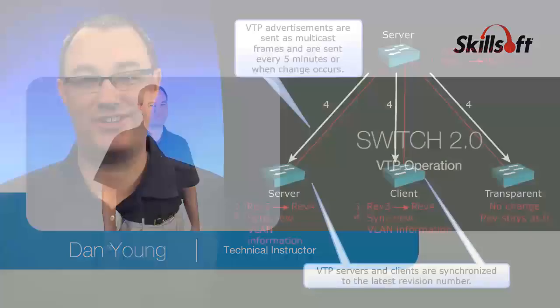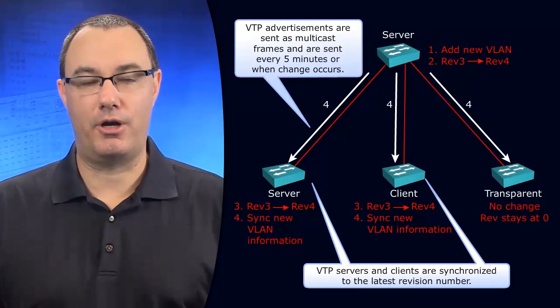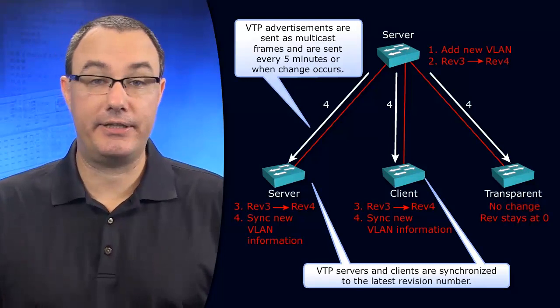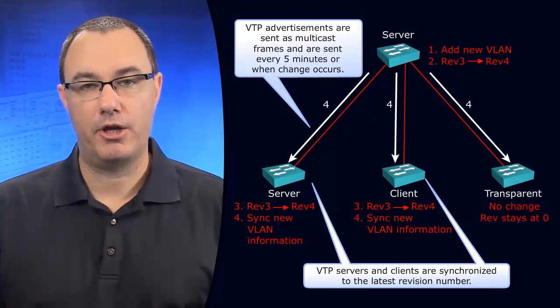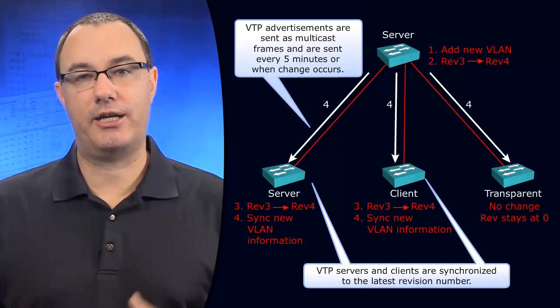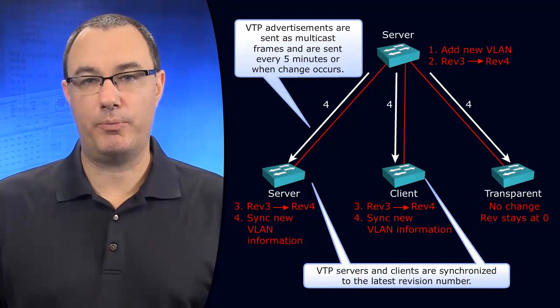VTP is a synchronization protocol. It's a replication protocol, and we're replicating a VLAN database. How do we know that we're getting new information? Well, to think and understand how we get new information, we have to look at dairy products.